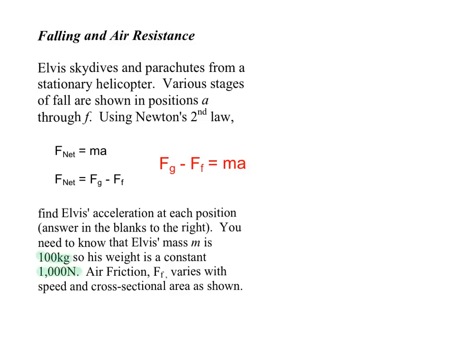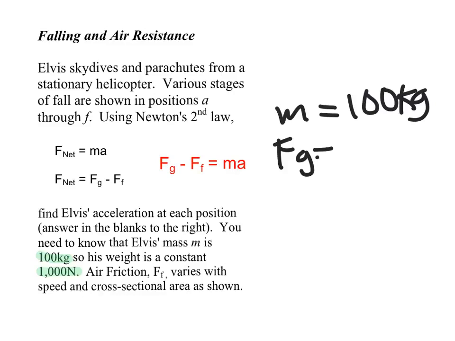The first thing I like to do in any physics problem is always identify the givens. So here, as we've highlighted in green, you've got a mass that's going to be equal to 100 kilograms the entire time of our Elvis skydiver, and then we've also got a constant force of gravity that won't change because force of gravity is equal to mass times acceleration of surface gravity here on Earth, which then means that it's going to stay the same at 1,000 newtons the entire time.